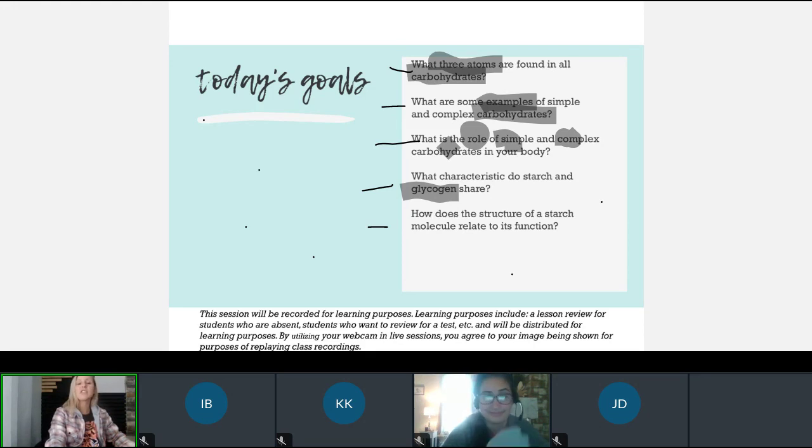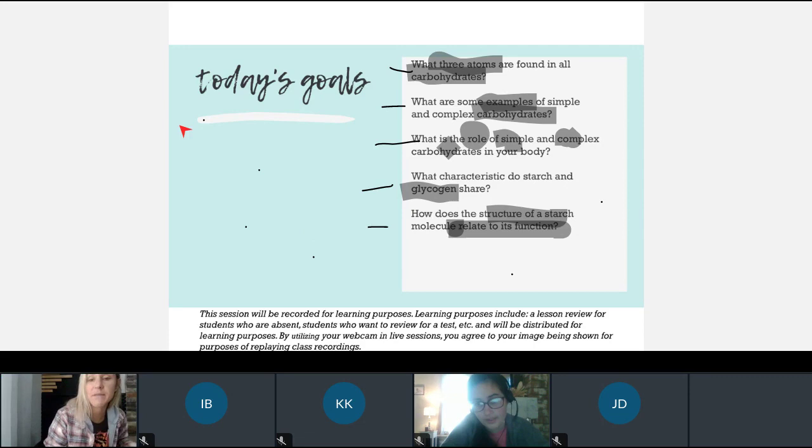And what does the structure of a starch relate to its function? We have that structure and function again. Do you know the structure and function of a starch? Other than that they might be related, do you know what the structure of a starch is? Interesting. We have some people that know what the structure of a starch is. I'm impressed if you do.